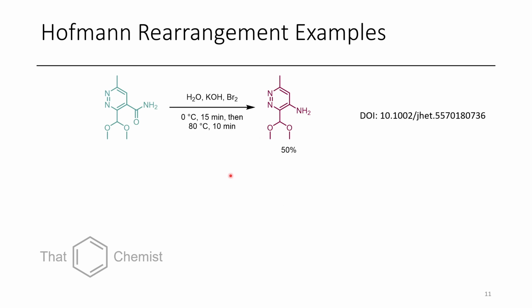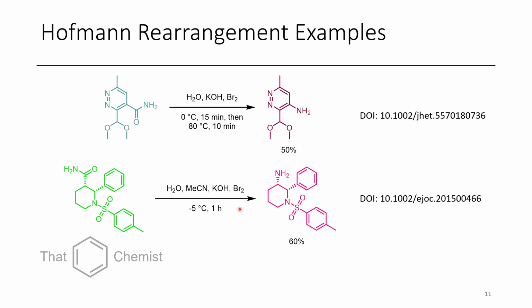So some examples of the Hofmann rearrangement include the treatment of this heterocycle, where we undergo just a simple decarbonylation, giving us this NH2 in the presence of a dimethyl acetal. Another example includes this N-tosyl containing piperidine, which is able to easily undergo decarbonylation in good yield.